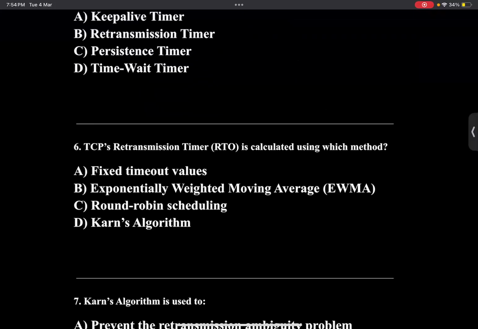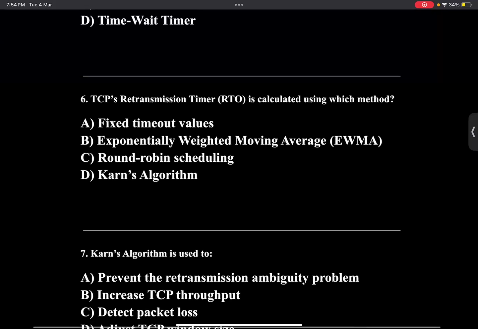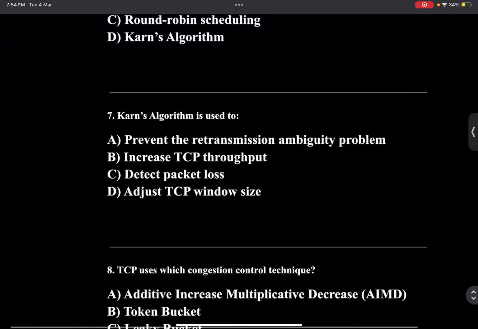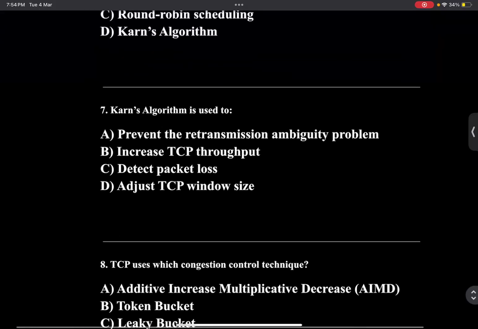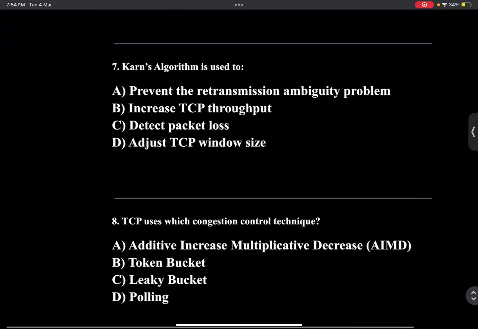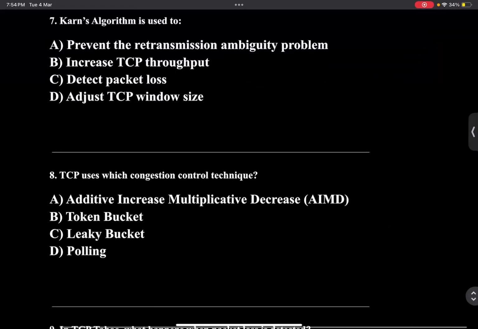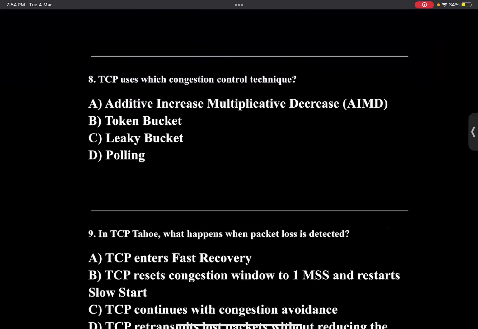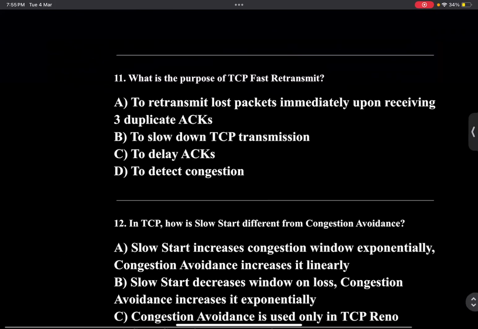Yes, Aman, you are correct here. It's EWMA, exponentially weighted moving average. Okay, I think we haven't done this. Karn's algorithm. Okay, leave this. TCP uses which congestion control technique? Additive increase, multiplicative decrease. I thought the questions are okay.